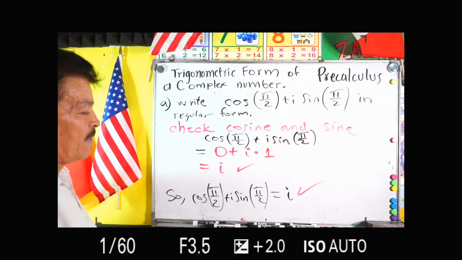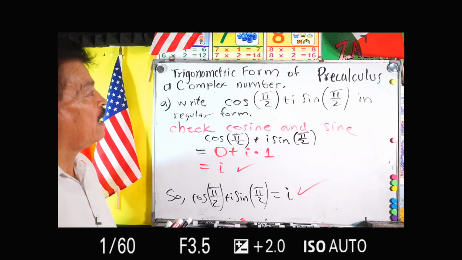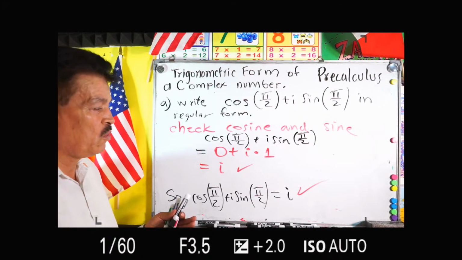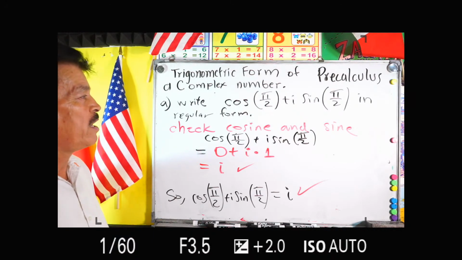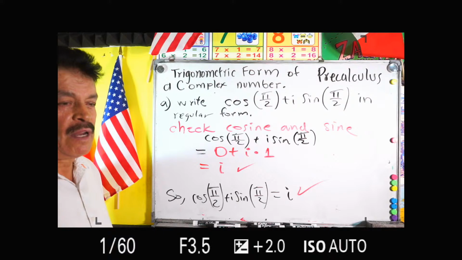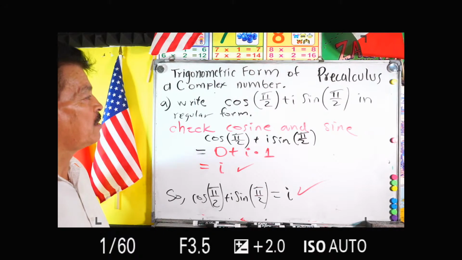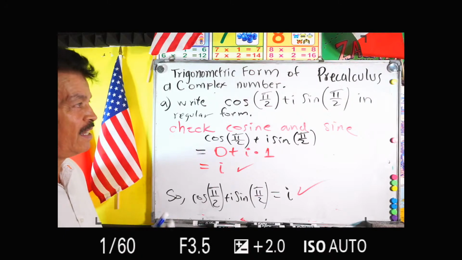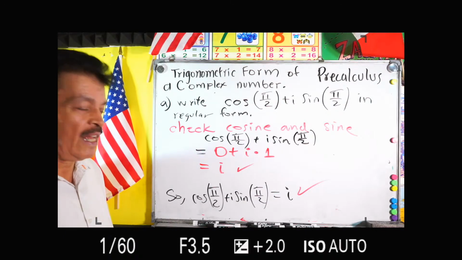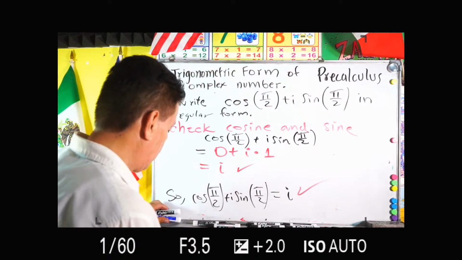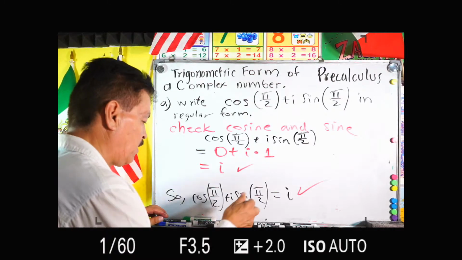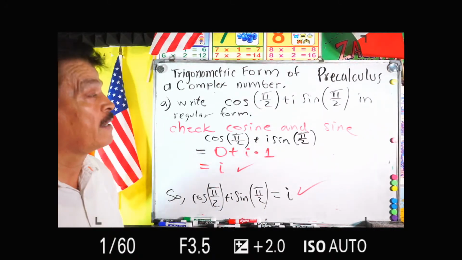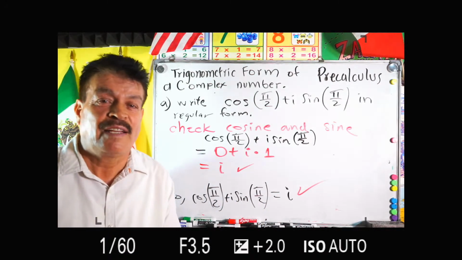So that's it for today. Trigonometric form of a complex number. I showed you the complex plane, the regular form, the absolute value, the modulus, and the polar form. A different topic in our pre-calculus class today. I hope my class today becomes very useful in your homework or in some problems that you have in your pre-calculus class. Okay, thank you.